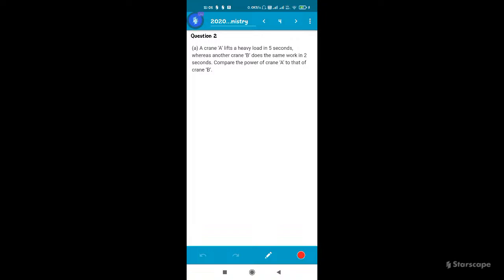A crane A lifts a heavy load in 5 seconds, whereas another crane B does the same work in 2 seconds. You have to compare the power of crane A to that of crane B. A very direct question once again, and a very easy one too. Let's see how we do it. We know that power is equal to work by time. In this case both the cranes are lifting the same load, so they are doing the same work. So let me write for crane A and for B.